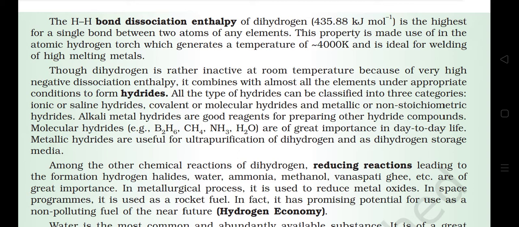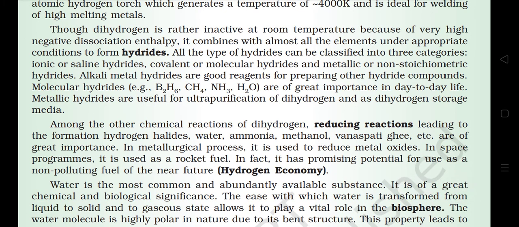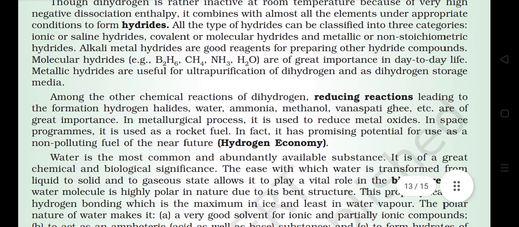Though dihydrogen is rather inactive at room temperature because of very high negative dissociation enthalpy, it combines with almost all the elements under appropriate conditions to form hydrides. All the hydrides can be classified into three categories: ionic or saline hydrides, covalent or molecular hydrides, and metallic or non-stoichiometric hydrides. Alkali metal hydrides are good reagents for preparing other hydride compounds.